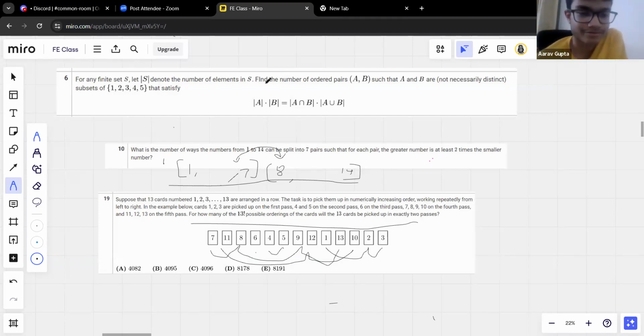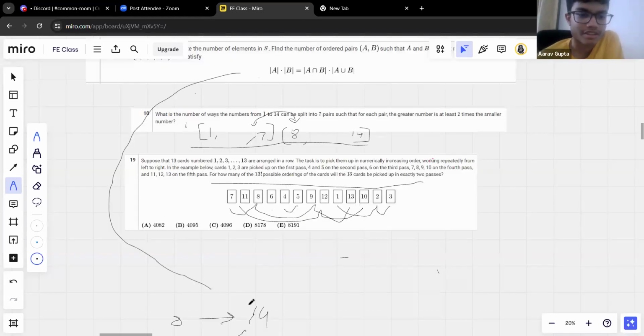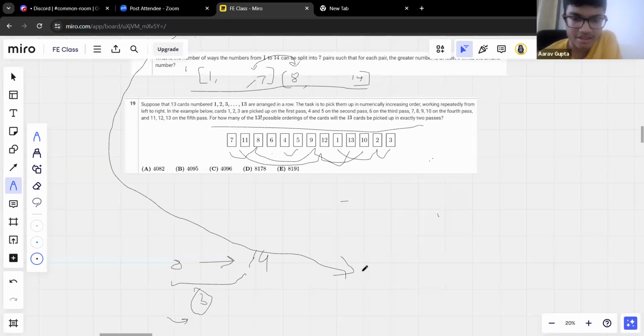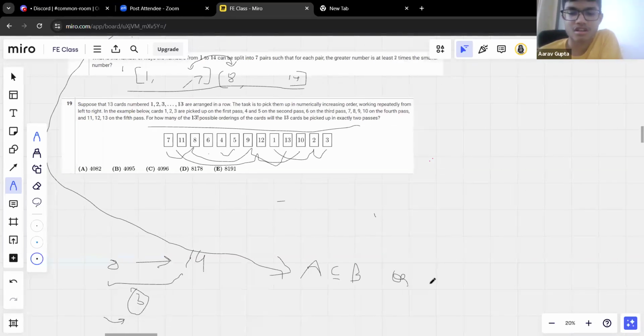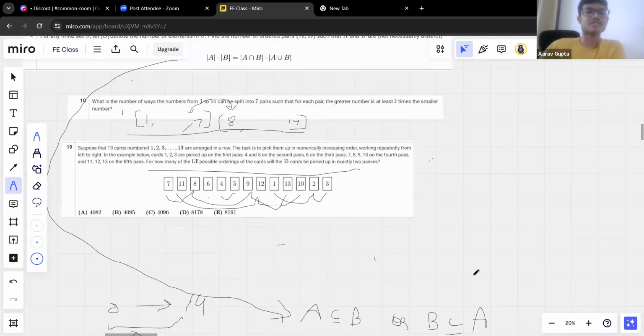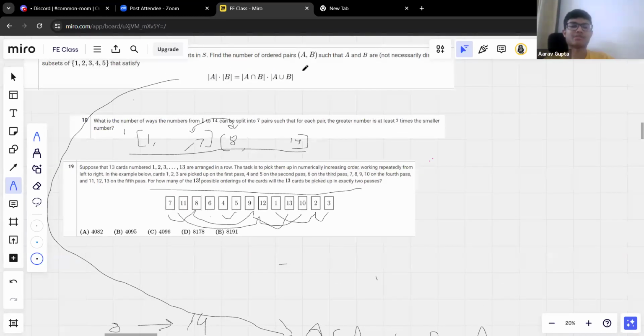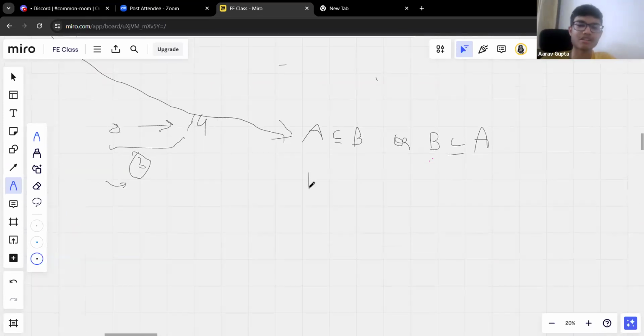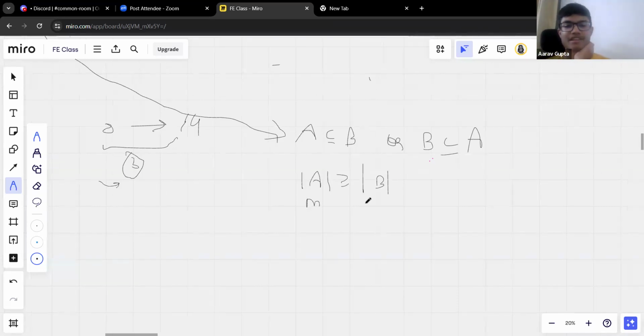Okay, I'll discuss them. So in this we will prove that either A is a subset of B or B is a subset of A. So for this, without loss of generality, like I know there's an ordered pair, but just for proving this, we'll assume that mod A, the number of elements in A, is greater than or equal to mod B, the number of elements in B. So let this be M and this be N.